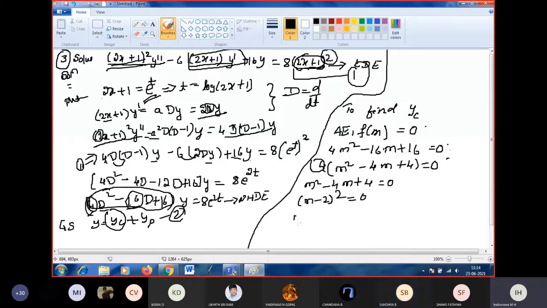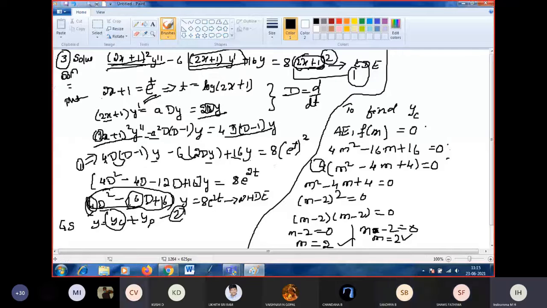Okay, that is (m minus 2) into (m minus 2) is equal to 0. So m minus 2 equal to 0 or m minus 2 is equal to 0. What is m? 2. m is equal to 2 and here also m is equal to 2. So how many roots we got? 2 roots. What is the order of the differential equation? 2. So if it is a second order, we should get 2 roots. So what are the roots? 2 and 2.